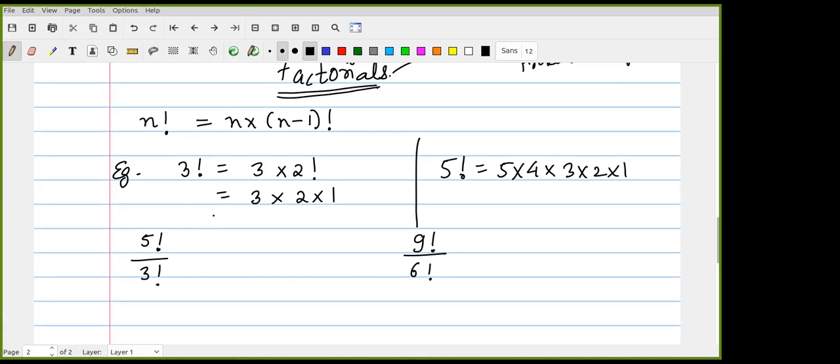Let me write here Ritu's answer and then Janvi's answer. Tell me, Ritu, what is your answer? I got 10 on 3 factorial. 10. Okay, Janvi, what is your answer? 20. 20. Okay.